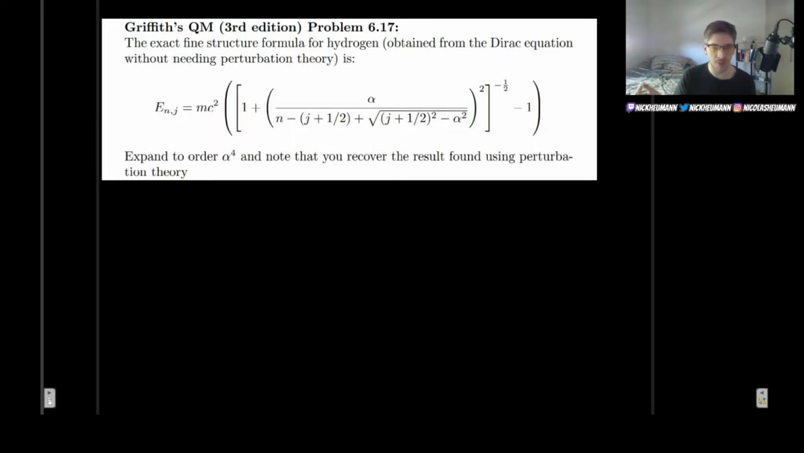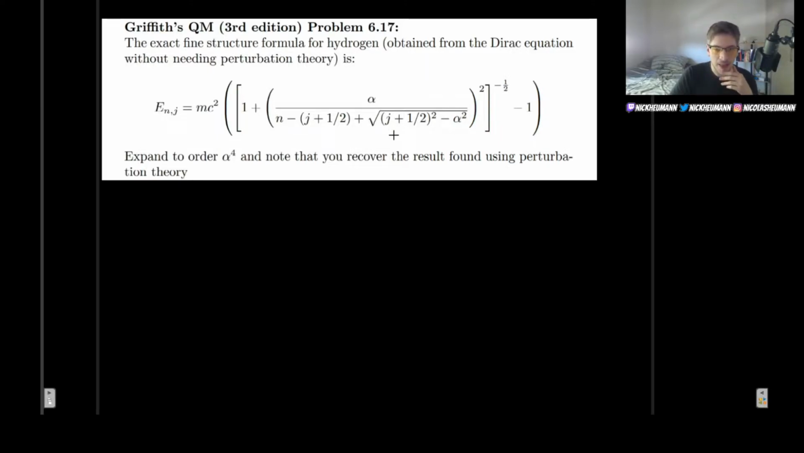found using perturbation theory. Okay, so this result right here comes from relativistic quantum mechanics, where we use the Dirac equation, which is kind of a better version of the Schrödinger equation, and there this result just comes naturally. We don't need to use perturbation theory to find it, it just comes naturally when you solve the hydrogen atom, which is very cool. So we want to show that if we take this exact expression and we approximate it, we can find the approximate expression that we used in perturbation theory.